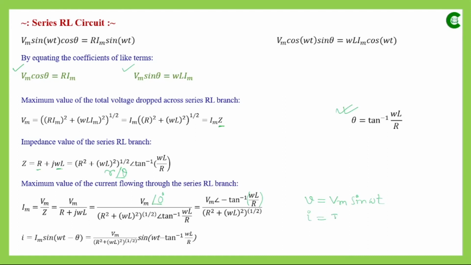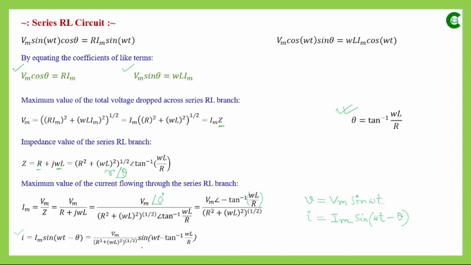So when voltage has been taken as reference, the current will be expressed like Im sine omega t minus theta, that phase difference. That's what has been shown here, that I is Im sine omega t minus theta when voltage has been taken as a reference. The value of Im has already been found out. This is the value and this is the measurement of phase difference.